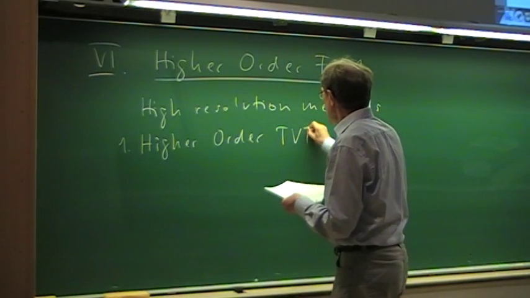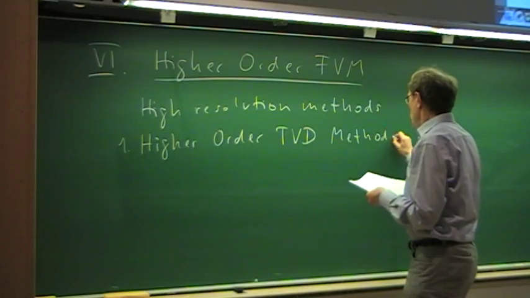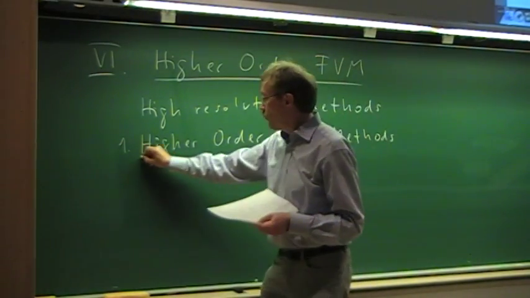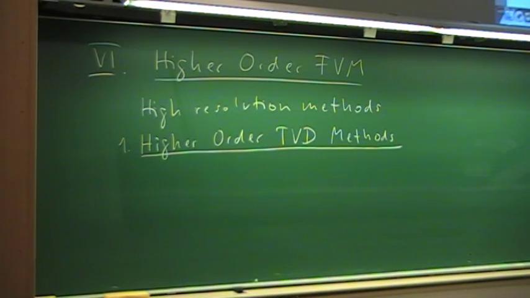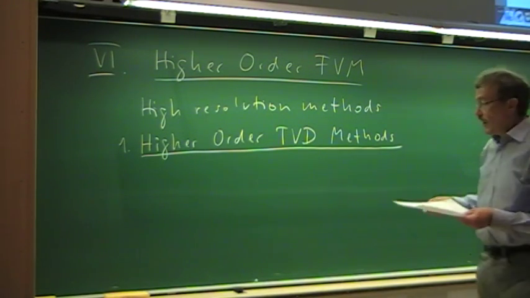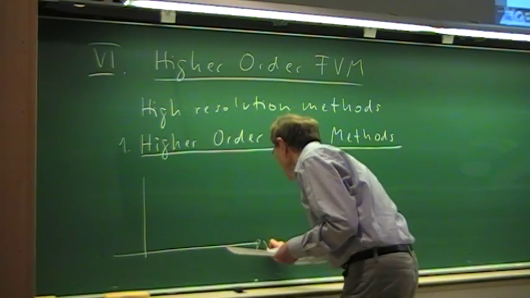If you look at TVD, total variation diminishing methods, those are the methods that avoid the Gibbs phenomenon, that is oscillations, because with oscillations the total variation would increase, but we do not allow for that. So then the idea was to replace what we have been doing so far.